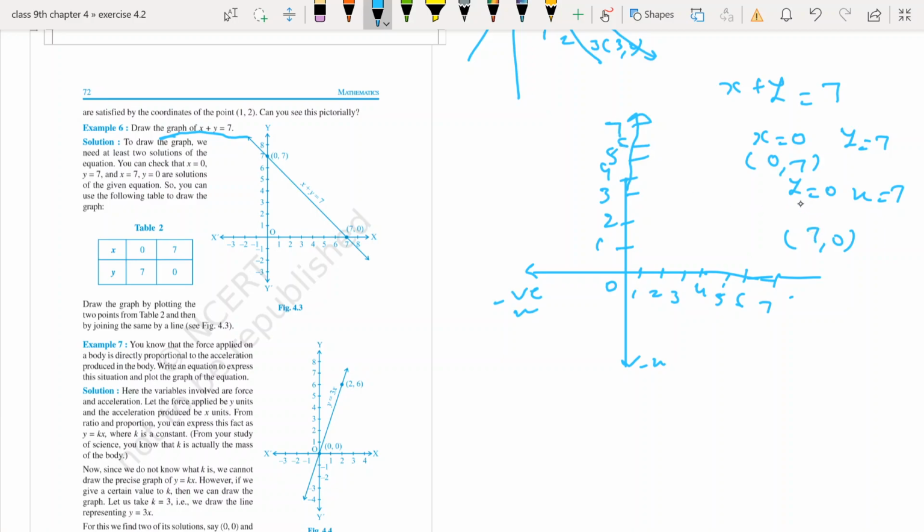And the point (7, 0) will be here and the point (0, 7) will be here, and we join these 2 points and we will get the line. So we have drawn the graph of x plus y equal to 7. This is the method to draw any graph. Now we move to example number 7.